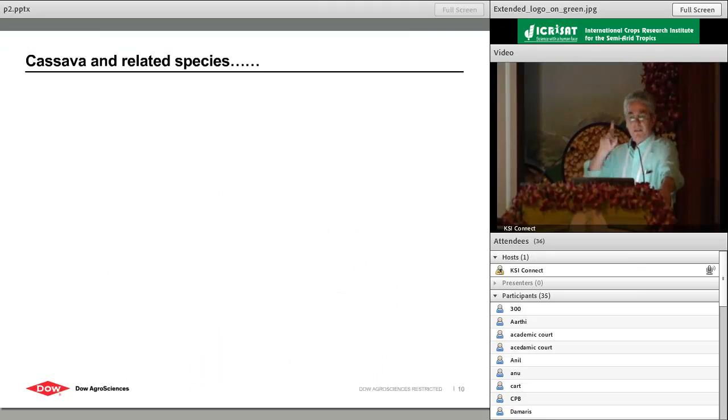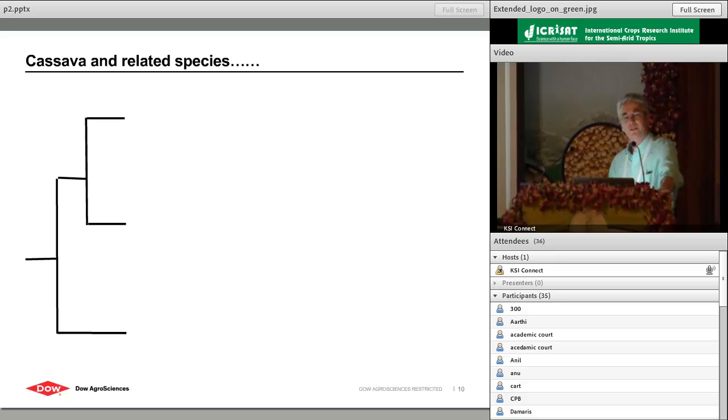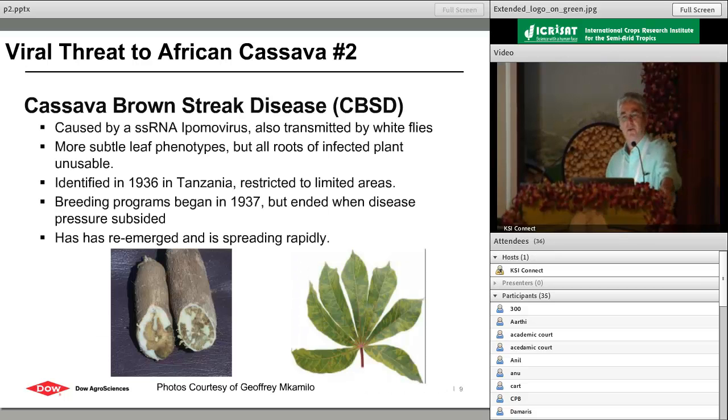So I should say that the virus has now reemerged, and it is making West Africa very, very nervous because it's currently in East Africa and progressing slowly or rapidly, actually, into Central Africa. And so the biggest producer of cassava in the world is Nigeria, and they are very, very nervous that this virus will reach their borders.